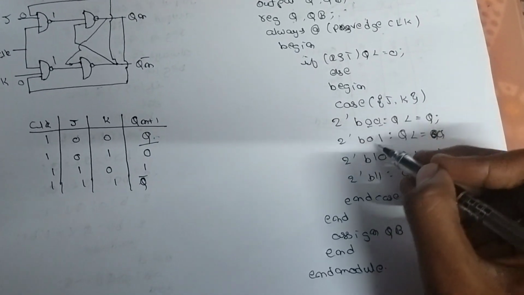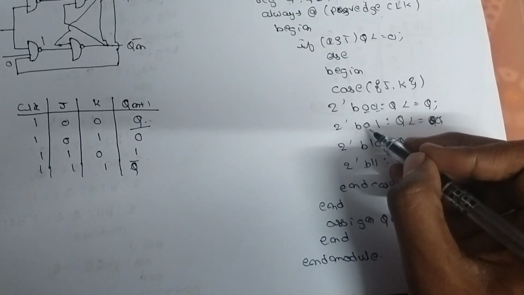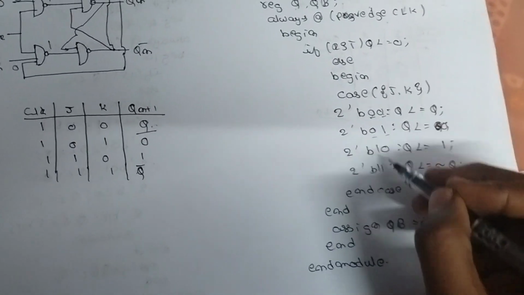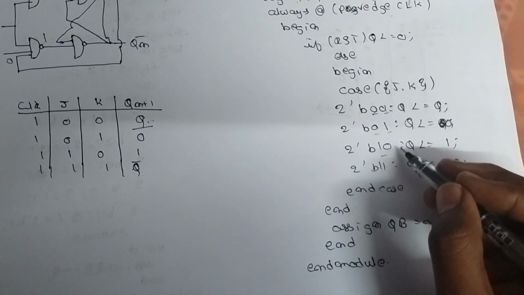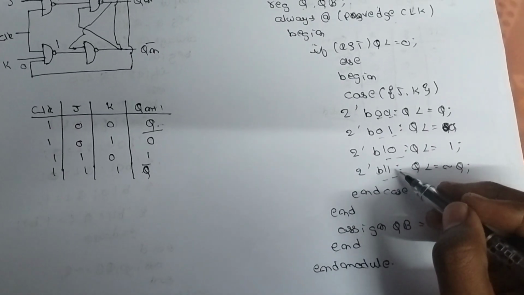In the same case, in the next step, we have 01. Here 0 belongs to J and 1 belongs to K. Here 1 belongs to J and 0 belongs to K. Here 1 belongs to J and 1 belongs to K.